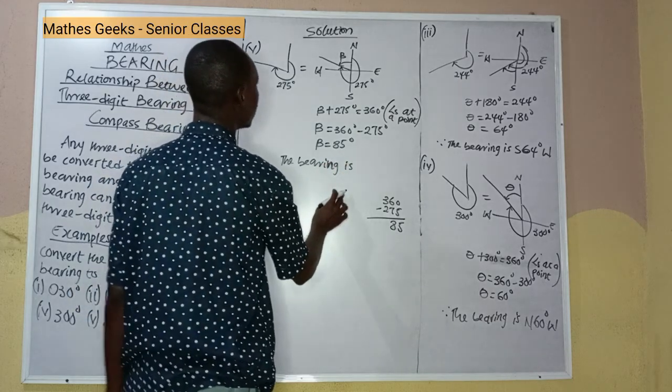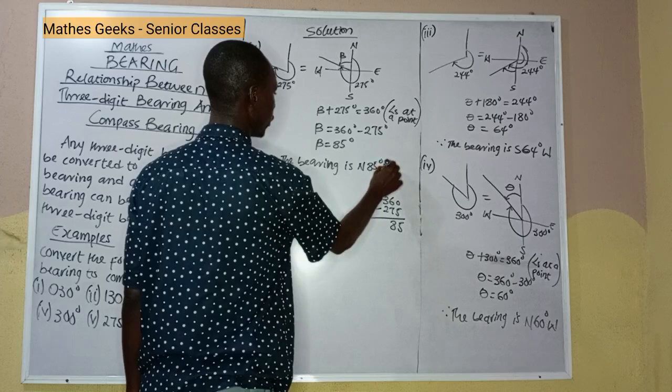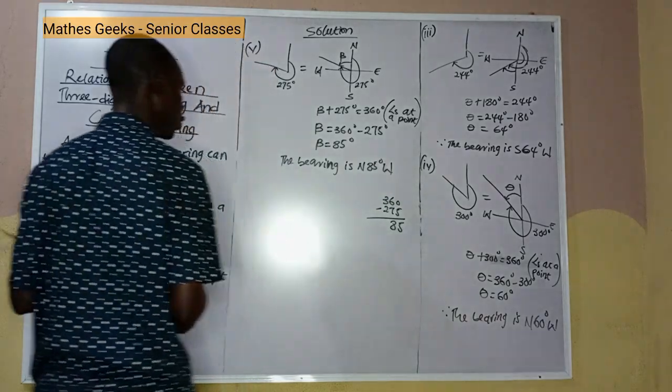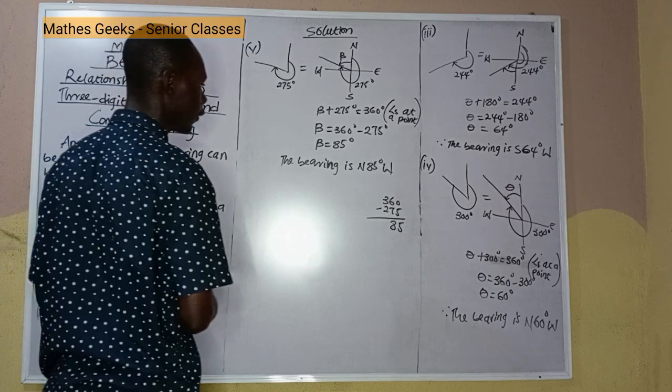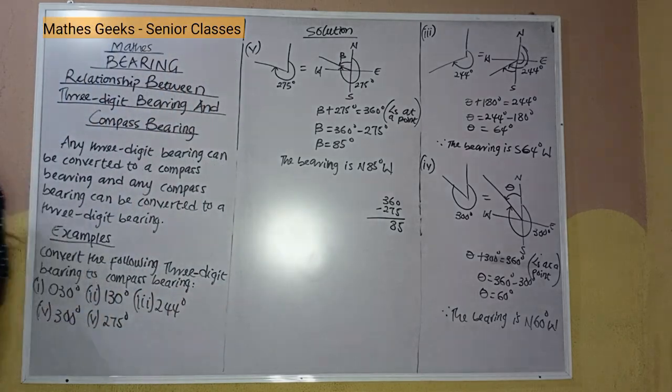So in compass bearing, 275 degrees is the same as north 85 degrees west. So 275 degrees as a 3-digit bearing is the same as north 85 degrees west as a compass bearing. That's the equivalent or the relationship.